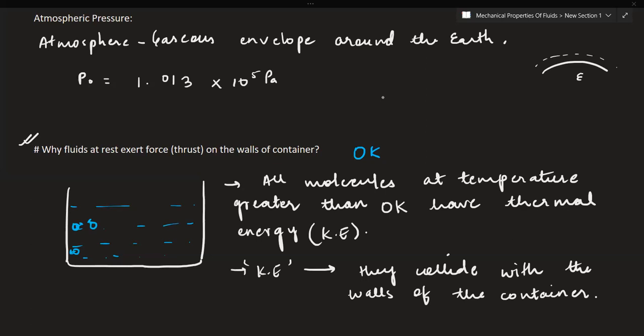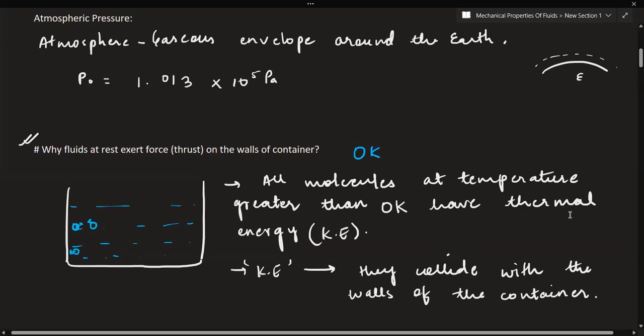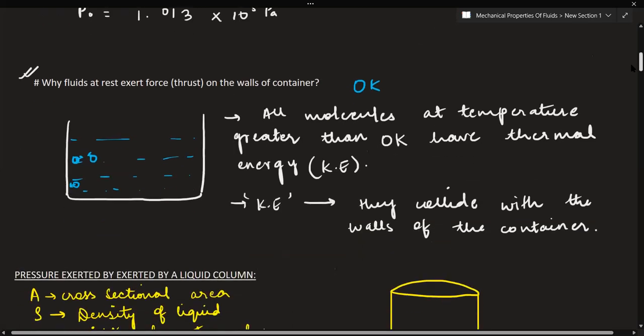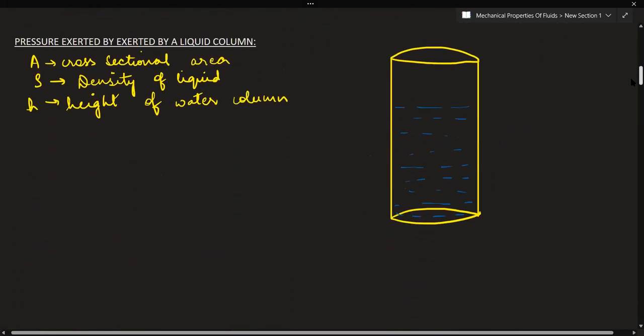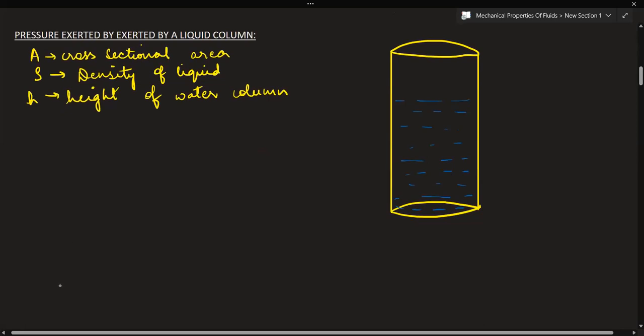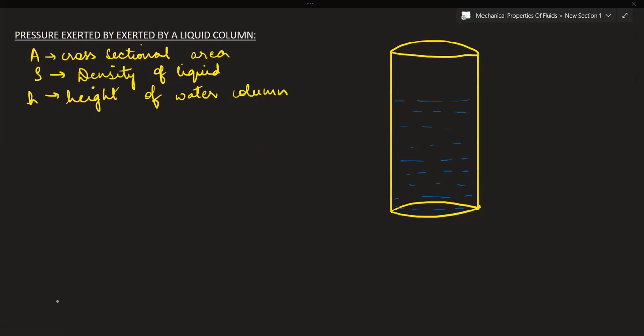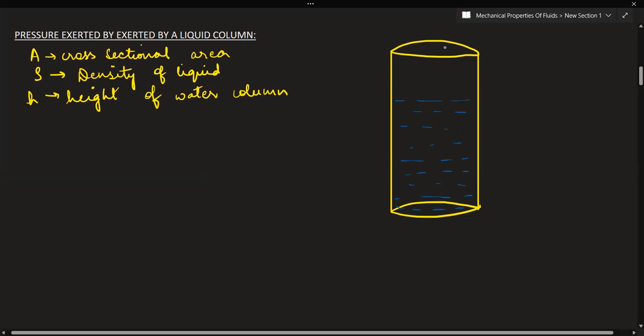Done, ma'am. Now see, we have been talking about the pressure that has been exerted by the liquid column. Now let us calculate this pressure. So consider the cylinder of the cross-sectional area A. I've already written for you. The cross-sectional area is A, and the density of the liquid is rho.